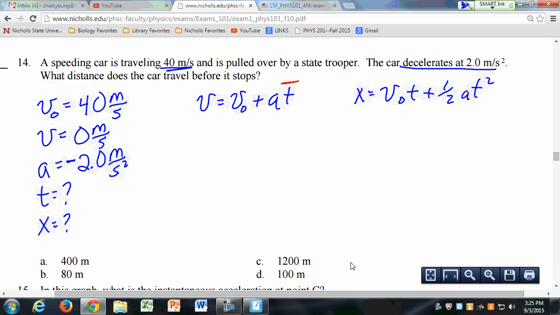Okay, so here I have two unknowns, t and x. So you first have to solve this one for t. That's 0 minus 40 over negative 2, so negative 40 over negative 2. So it takes him 20 seconds to pull over. That's a long 20 seconds when you've got a state trooper behind you, Sydney.